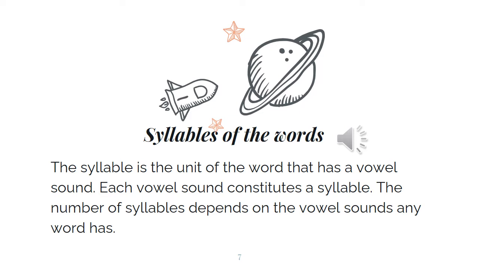The syllable is the unit of the word that has a vowel sound. فهو ال unit اللي بيه vowel sound اللي يحتوي أو اللي يشيل ال vowel sound. Each vowel sound constitutes a syllable. كل صوت علة يمثل مقطع. The number of syllables depends on the vowel sounds any word has. فعدد المقاطع يعتمد على عدد الأصوات العلة بالكلمة. وانتبهوا دا نقول vowel sounds بدنا نقول vowel letters. أصوات علة وليس حروف علة. And there is a difference between the two.